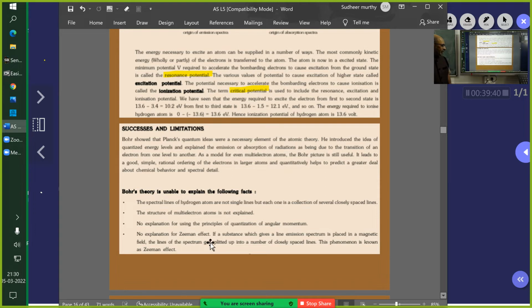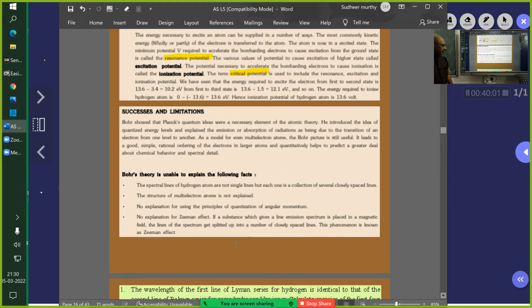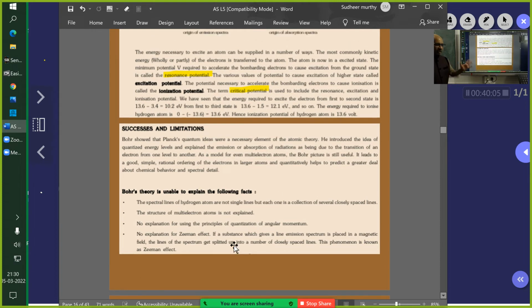No explanation for the Zeeman effect. If a substance which gives a line emission spectrum, as we have seen now, is placed in a magnetic field, the lines of the spectrum get split into a number of closely spaced lines. This phenomenon is called the Zeeman effect. These things could not be explained by Bohr. And also the Stark effect, with an electric field. These electromagnetic effects are not explained by the Bohr theory.